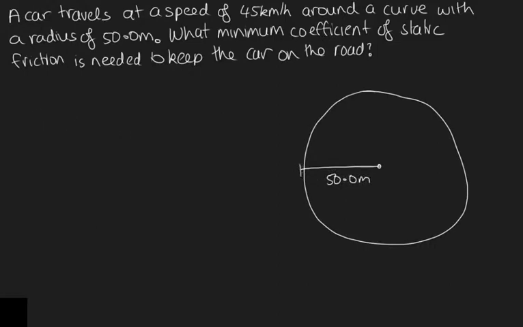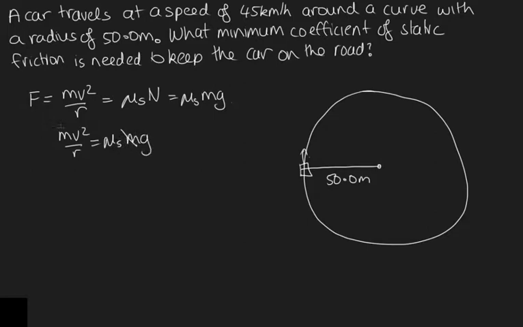And so in order to accelerate around here, the car needs a force towards the center of the circle. And that force will be given by mv squared on r. This is the force that it needs to account for its change in direction. And the thing which is going to apply this force is the friction. So the amount of friction is given by the coefficient of static friction times the normal reaction force, which is equal to mu s times mg. And so what we have is mv squared on r is equal to mu s mg. These m's will cancel out.